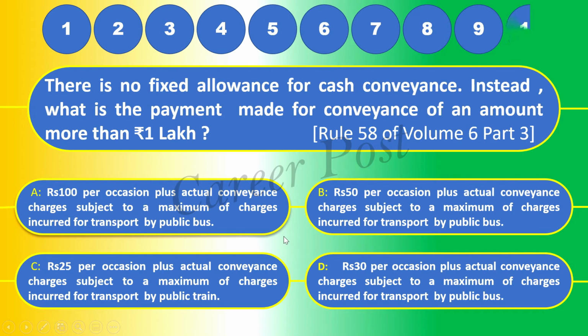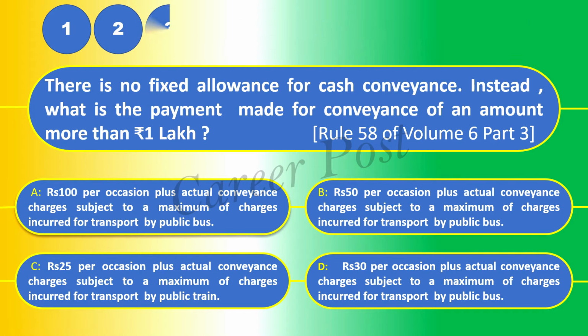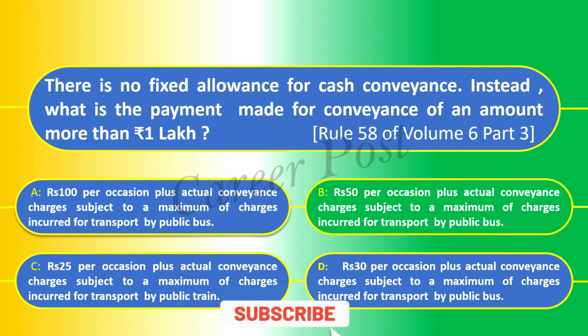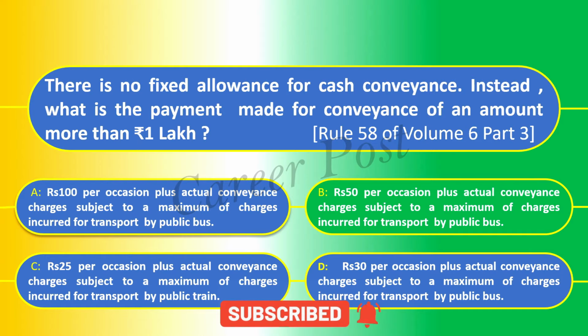Your time starts now. If it is more than 1 lakh, what is the amount paid for conveyance of the amount from SO to HO or SO to BO? The answer is 50 rupees per occasion. Earlier we have seen if it is less than 1 lakh, it is 30 rupees per occasion plus actual charges subject to maximum of charges for transportation by public bus. Here it is above 1 lakh, so it is 50 rupees per occasion.